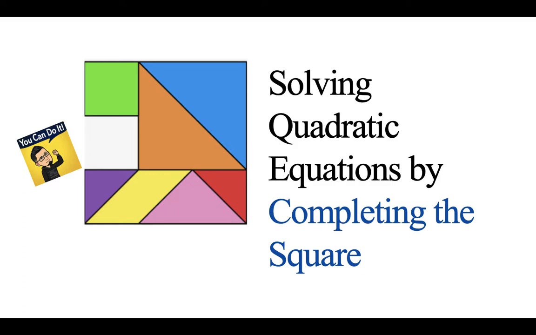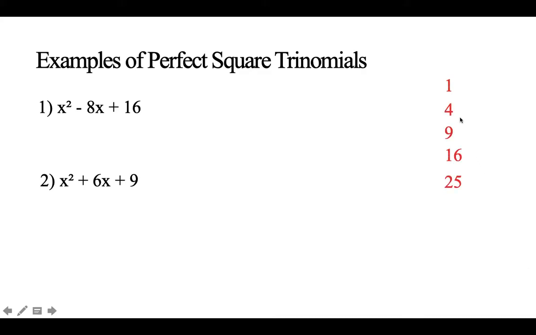Solving quadratic equations by completing the square. These are some examples of perfect square trinomials: x squared minus 8x plus 16 and x squared plus 6x plus 9. They are said to be perfect square trinomials because they are the same with these numbers 1, 4, 9, 16, and 25. These numbers are perfect squares because they have an integral root.